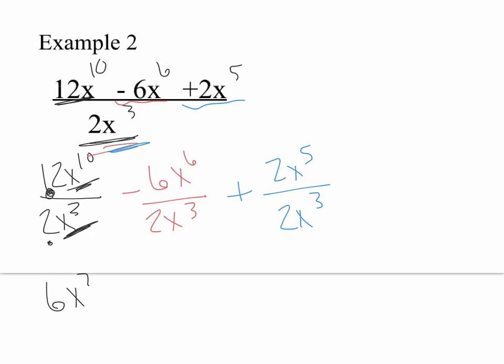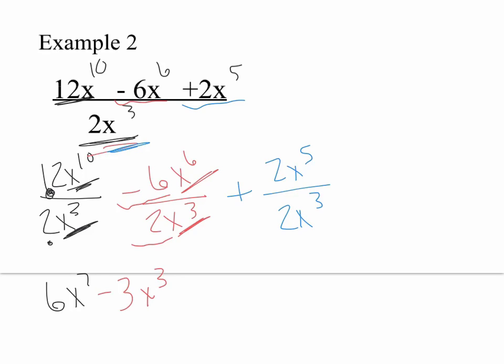Then go to the middle one. So we have negative 6 divided by 2. Divide your coefficients, so negative 3. And then we have x to the 6th and x to the 3rd. So we'll subtract our exponents. 6 minus 3 is 3. So x to the 3rd.